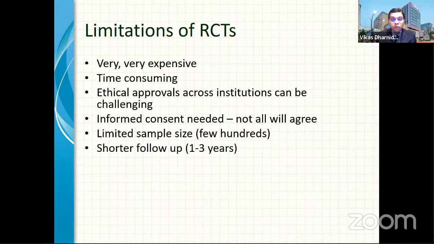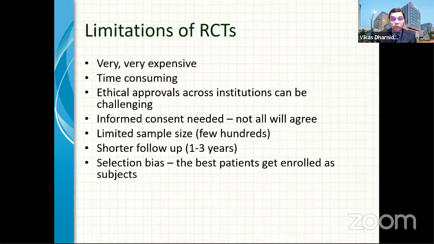And then follow-up for these trials, because of the expense, tends to be short, 1 to 3 years, whereas most of us maintain a long 10 to 15-year view in terms of how long we want the patient and the allograft to survive. Finally, we may all choose for these trials the best patients in our practice, and those are the ones we enroll. That introduces selection bias. We miss the real-world experience of the less than optimal subjects. All of these make these trials less generalizable.